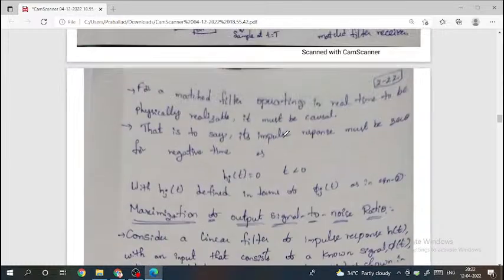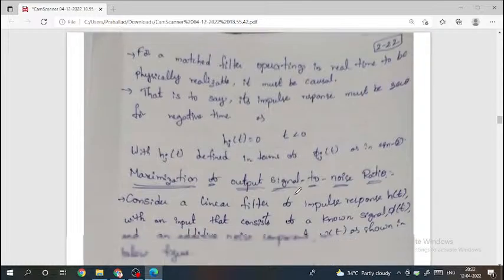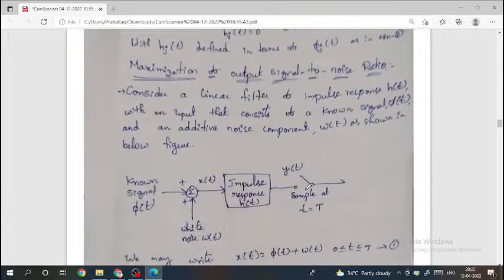Up to now we have defined what the detector is, what the matched filter receiver is, what the output expression is, and what the impulse response of the filter is. Now we are going to derive the expression for signal-to-noise ratio, that is, the maximization of the output signal-to-noise ratio of the matched filter. This is also a derivation, ma'am, we need to take some assumptions. Consider a linear filter of impulse response h(t) with an input that consists of a known signal φ(t).